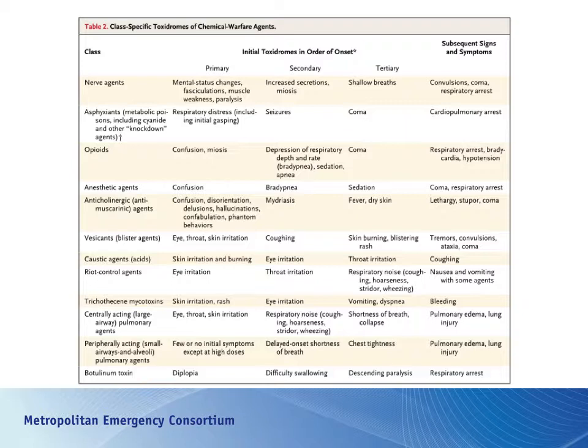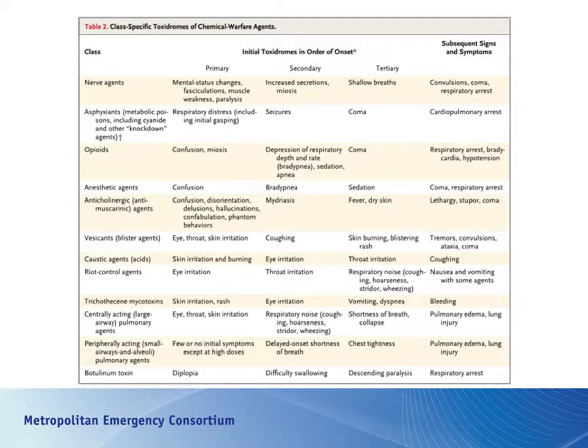The asphyxiants, those patients tend to have respiratory distress. They may have seizures and coma. Eventually develop cardiopulmonary arrest. Opioids, the initial symptoms tend to be confusion and small pupils, and then as symptoms progress, the patients develop respiratory depression and eventually coma. The anesthetic agents tend to be confusion and bradycardia and slower respirations, eventually with sedation. The anticholinergics tend to be confusion and disorientation. Again, their pupils tend to be dilated, not pinpoint, and they tend to have a lot of dry skin and complaints of dry mucous membranes.